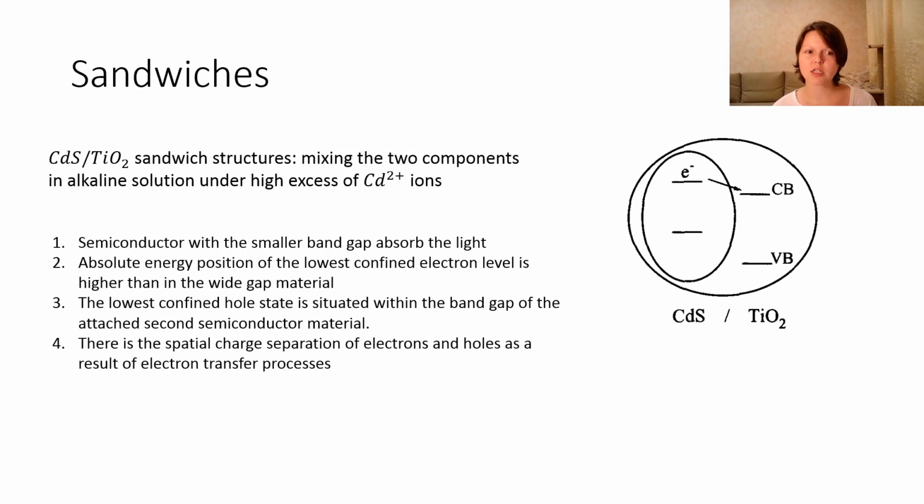Here, the semiconductor with a smaller band gap, that is cadmium sulfide, absorbs the light. Absolute energy position of the lowest confined electron level is higher than the gap of the wide gap material, that is titanium oxide, and the lowest confined hole state is situated within the band gap of the attached second semiconductor. So in this case we obtain the spatial charge separation of electrons and holes as a result of electron transfer processes.